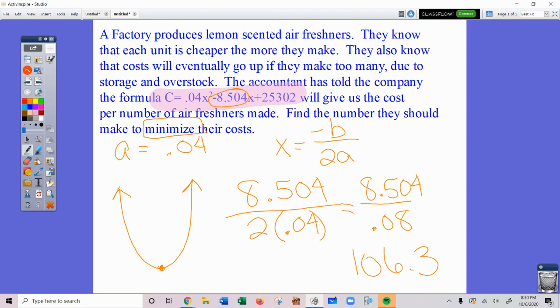Okay, so we want to find the number they need to make to minimize their costs. This formula is telling us what C equals. If we were to plug that 106 back in, that would tell us the cost, how much we're spending. We don't want to know the cost, we just want to know the number. So this is our answer. Now, in most situations, we might have to consider rounding. And make sure you read the directions. It may or may not tell you to round. In this specific situation, we can't make 0.3 of an air freshener, so it'd be somewhere around 106 air fresheners.